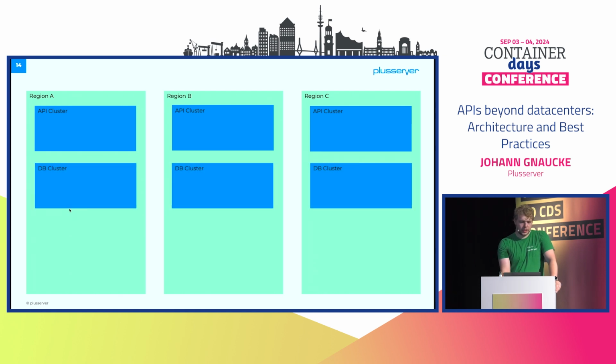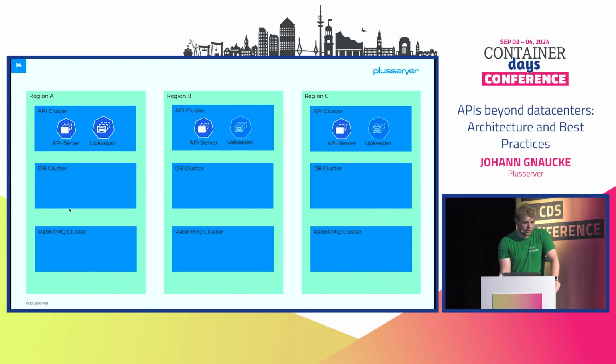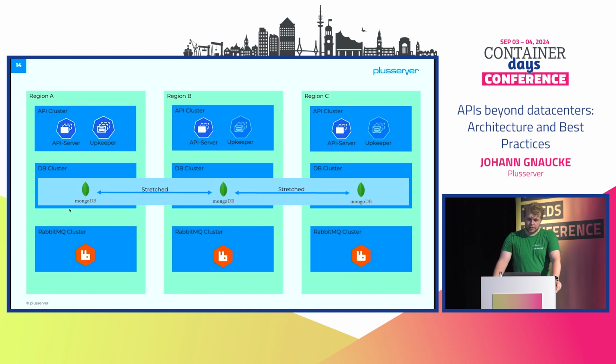We got our DB clusters in which the MongoDB is running, and we got our RabbitMQ clusters. As I just said, we installed our API server and the upkeeper into the API cluster and put the upkeeper on different nodes, or worker groups, as Gardener calls them. We got the MongoDB, and of course we got the RabbitMQ into the RabbitMQ cluster. In our case, we just used the MongoDB enterprise operator to stretch the MongoDB across clusters.